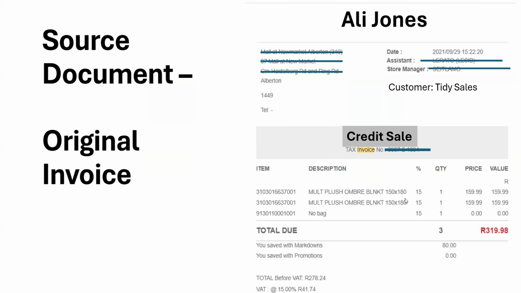So when you go to business, this is an example of our source document. The source document is an original invoice because the creditor gives us the original invoice. And here for this example, the creditor is Ali Jones and the customer, that's us, is Tidy Sales. And we are buying stock from Ali Jones for $319.98. So that's our total that we are buying trading stock for.